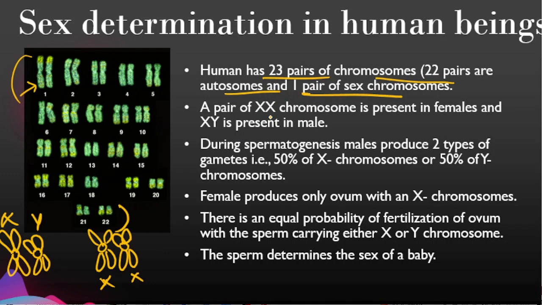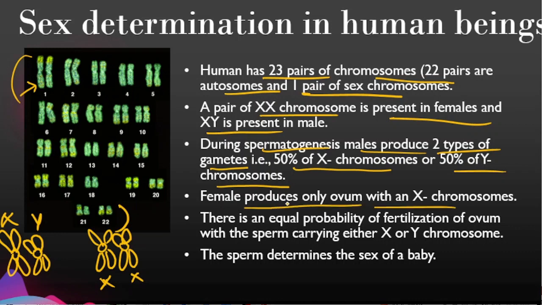A pair of XX chromosomes is present in females and XY is present in males. That also we saw now, right? During spermatogenesis, as I explained, males produce two different types of gametes: one with the X chromosome, another with the Y chromosome. So there is a 50-50 possibility of getting the X chromosome or the Y chromosome in the younger generation. Female produces only ovum with the X chromosome.